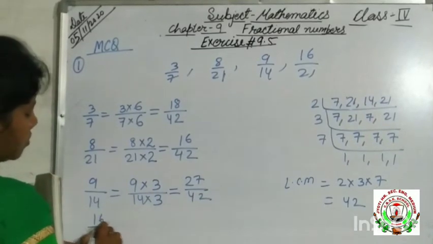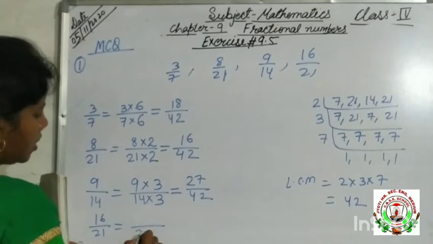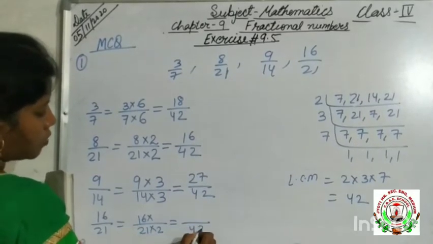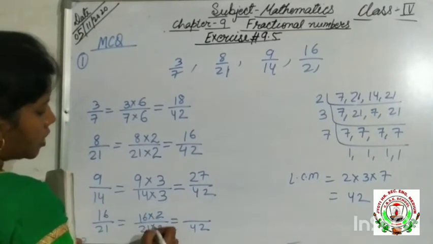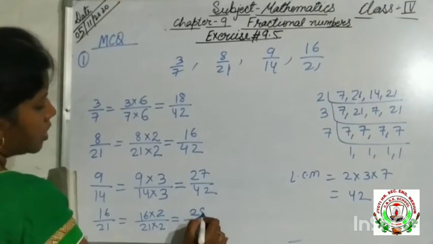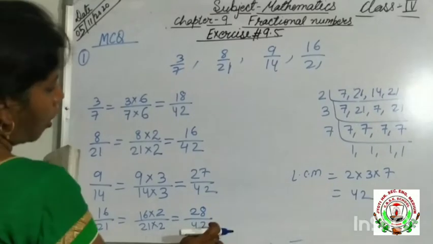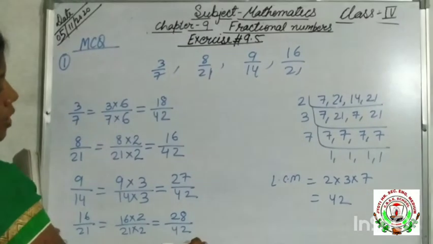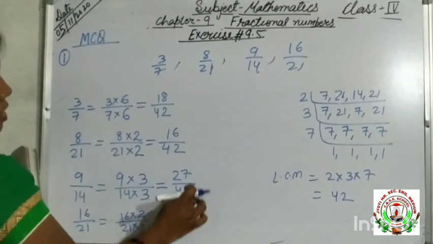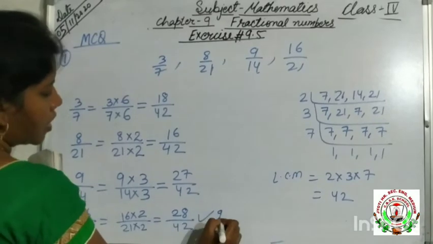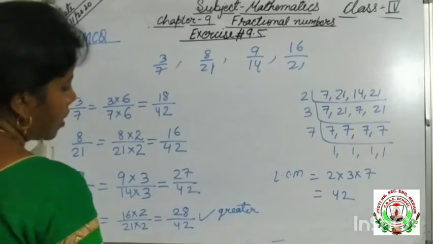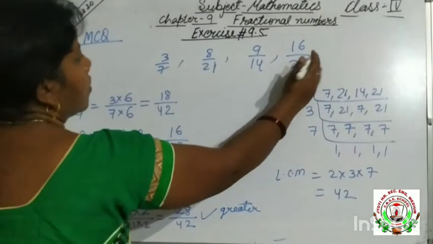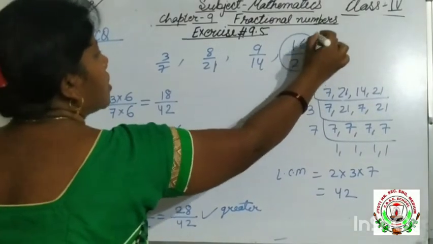Now the next number is 16 by 21. Here again we multiply 21 by 2 to get 42. So the same number we will multiply in the numerator also. 16 2s are 32. Now see, all the denominators are the same. Now it becomes like fractions. Now you will see the numerators. Here 18, 16, 27, 28. So this number is the greater number. Which number is it? It is 16 by 21. That means our option D is correct.